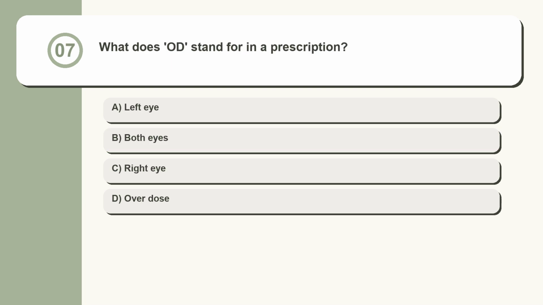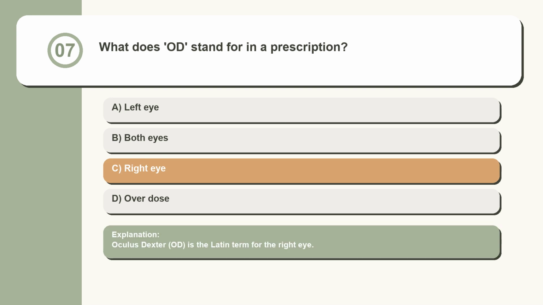Question 7. What does OD stand for in a prescription? Left eye, both eyes, right eye, overdose. Oculus dexter, OD, is the Latin term for the right eye.